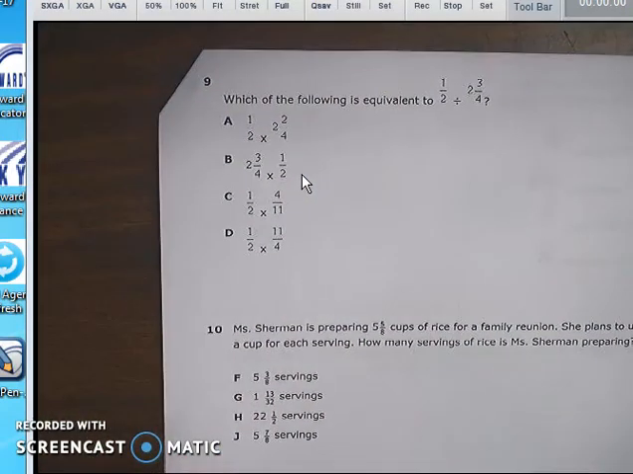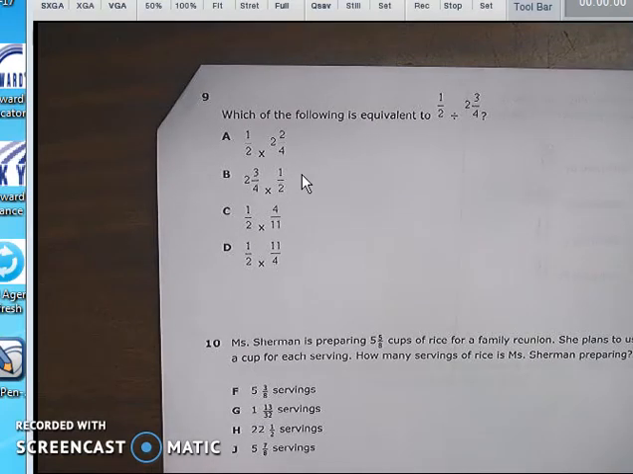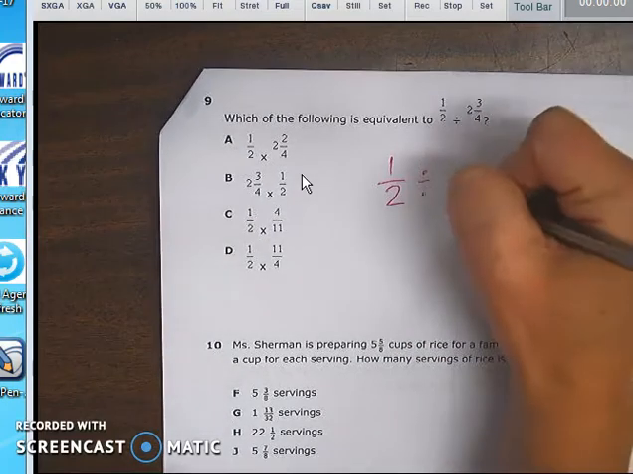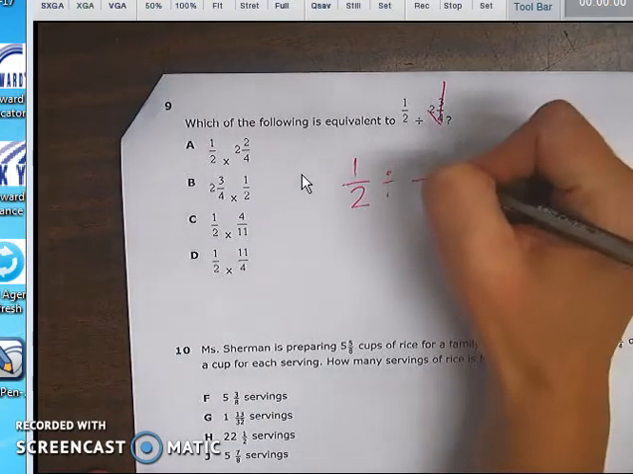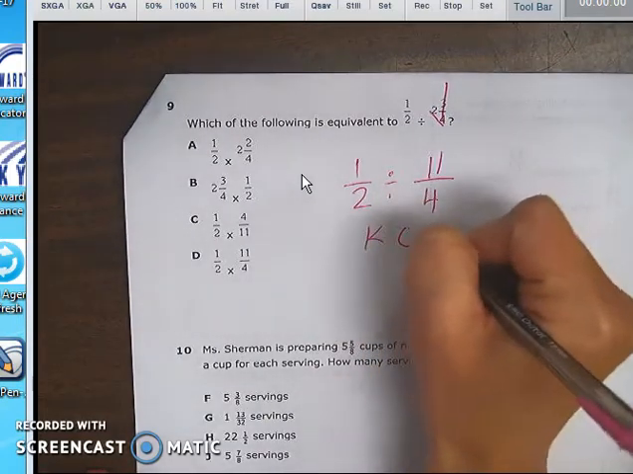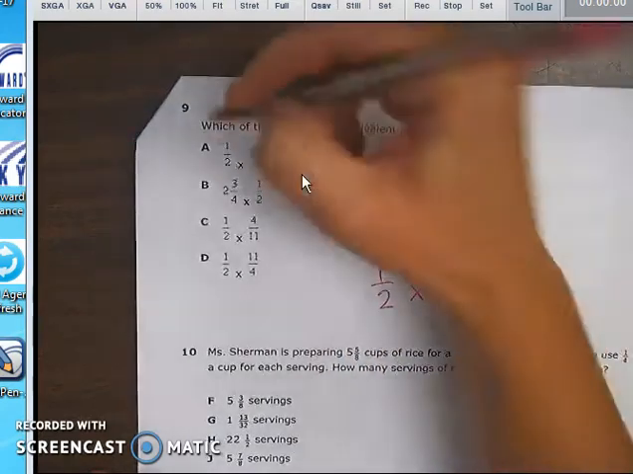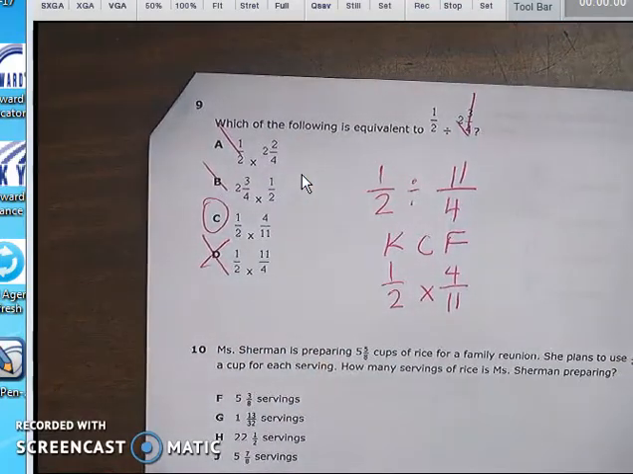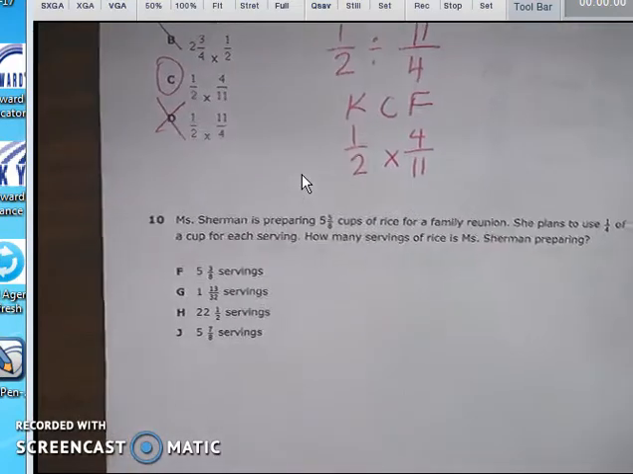Number 9, which of the following is equivalent to 1/2 divided by 2 3/4? This is another one of those I like to call a freebie, a give me. Zero reason to miss it. 1/2 divided by, you need to Texas check this. 4 times 2 is 8, plus 3 is 11. Keep it, change it, flip it. 1/2 times 4/11. No, no, yes, no. A lot of you missed that, and that was crazy.